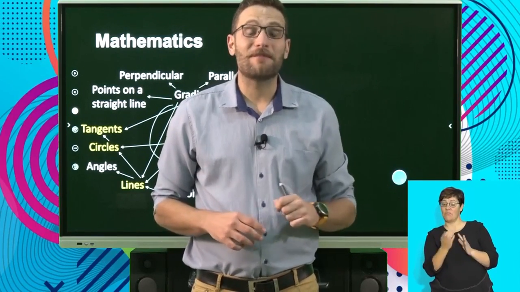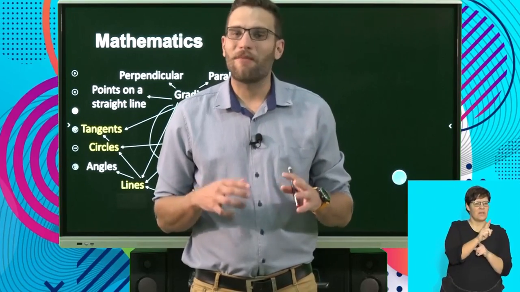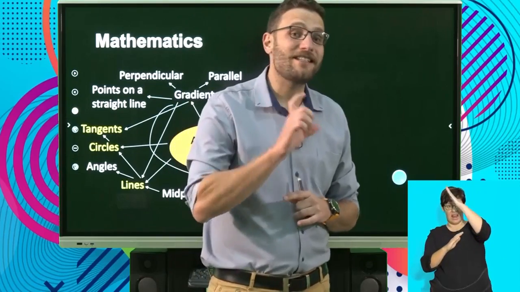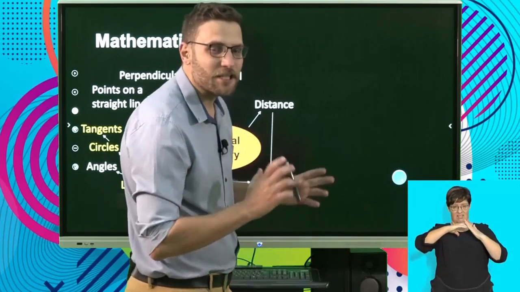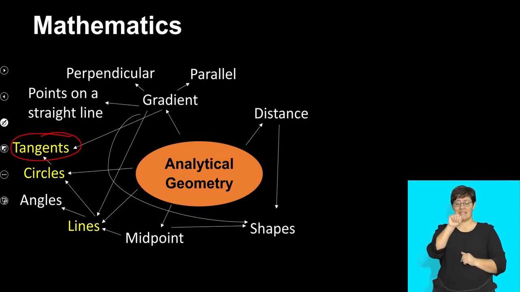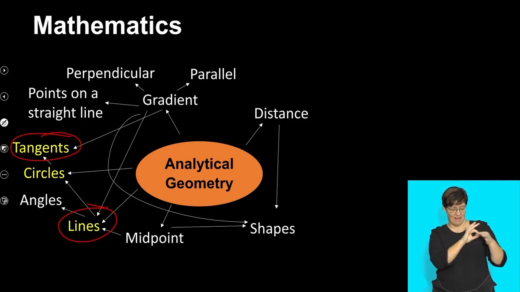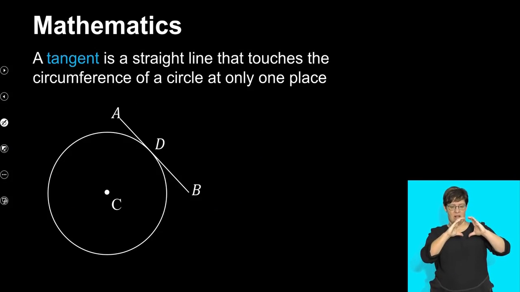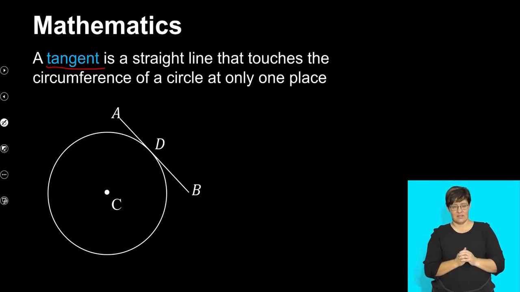Before the ad break, we spoke about lines, but now we're going to talk about tangents, because a tangent is a line and it's a special sort of line. We're going to talk about tangents which are linked to circles. If we go to the next slide, a tangent, which you would have gone through in geometry, is a straight line that touches the circumference of a circle at only one place.